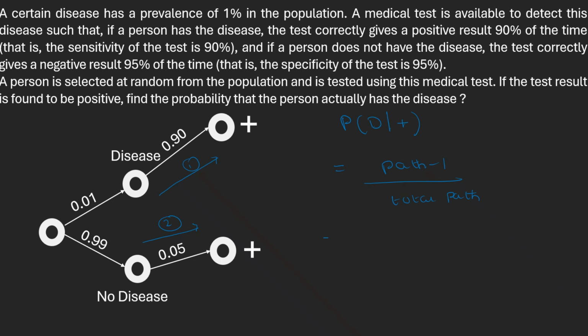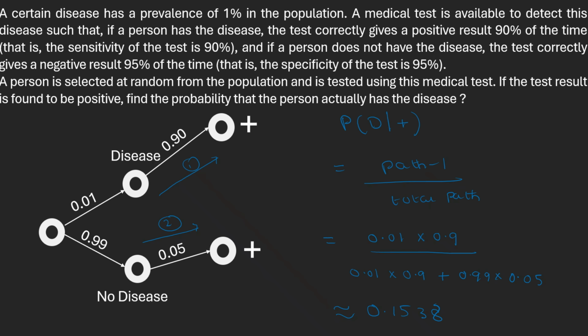When we substitute the values, it is 0.01 multiplied by 0.9 divided by 0.01 multiplied by 0.9 plus 0.99 into 0.05. After calculating, we get the answer. It is 0.1538. Even though the test is accurate, the disease itself is very rare. So that's why the final probability is only about 15.3%.